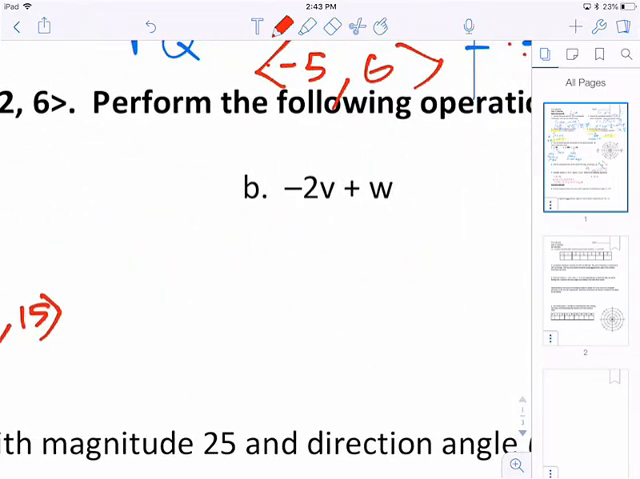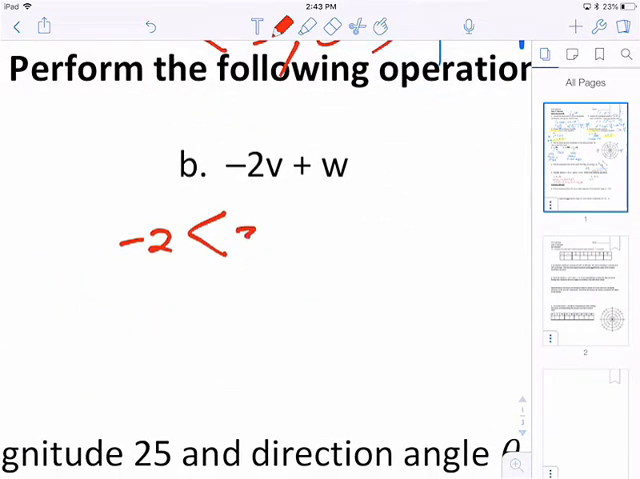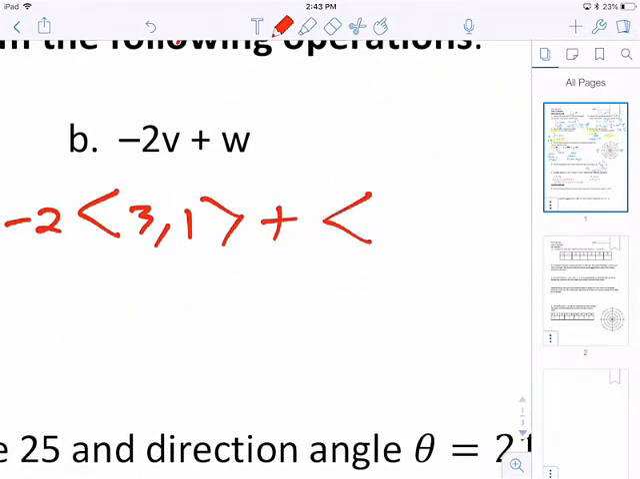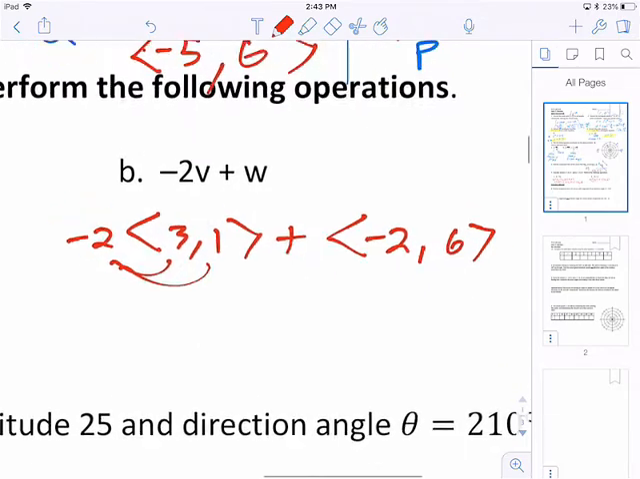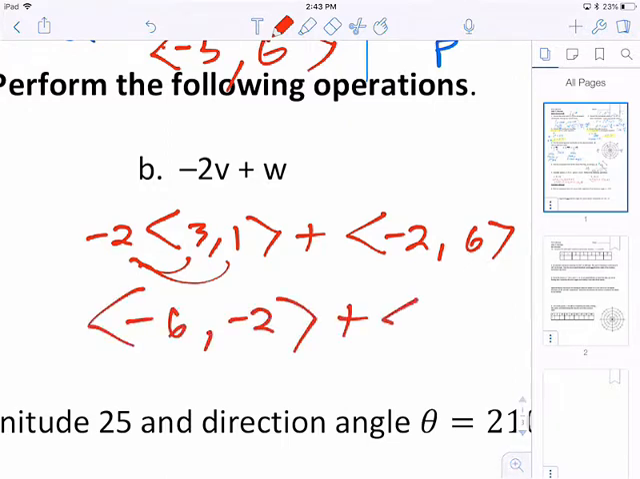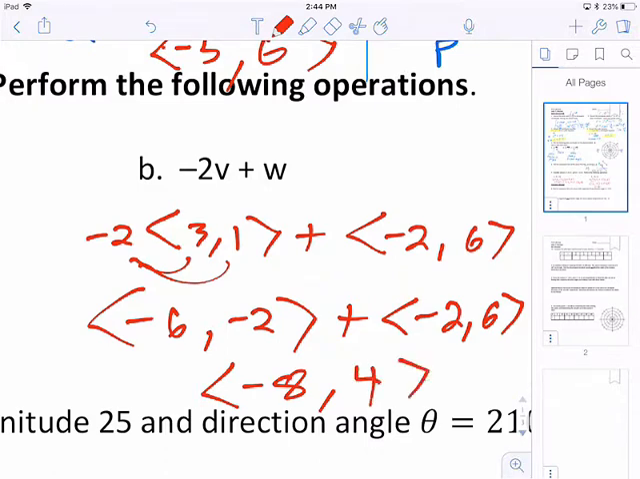Same thing with this one, negative 2v, so you got negative 2 times your v vector, and my v vector is 3, 1. And then my w vector is negative 2, 6. Always add X to X and your Y to Y, but first, order of operations, you have to do this scalar multiplication. It's a way of stretching your vector, whatever it is, you're doubling its magnitude. It's a scalar that we're applying to it. Negative 6 comma negative 2. Negative 2 comma 6, so that's kind of cool. Negative 6 and negative 2 make negative 8. And negative 2 and 6 are 4. You can argue if you like. Tell me if I add funny.